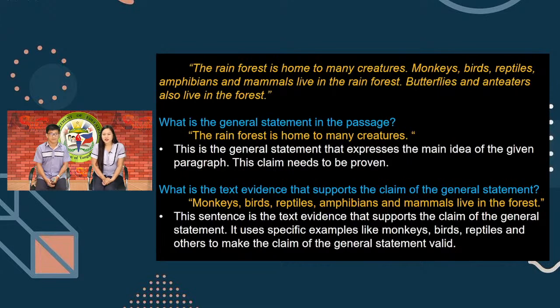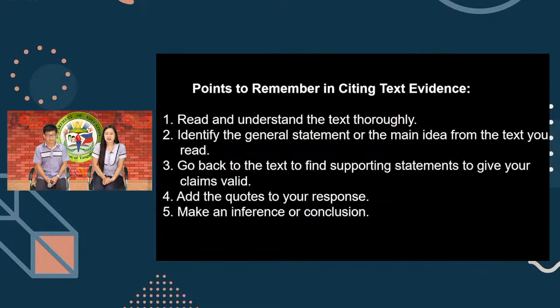Okay, so let us move further. There are points to remember in citing text evidence. The first one is to read and understand the text thoroughly. We need to have a general understanding of the text first. And of course, we need to also identify the general statement or the main idea from the text we read. The third one, go back to the text to find supporting statements to make your claims valid. The fourth one, add the quotes to your response. And the fifth one, make an inference or conclusion. Yes, that is correct. So for example, let us have this.